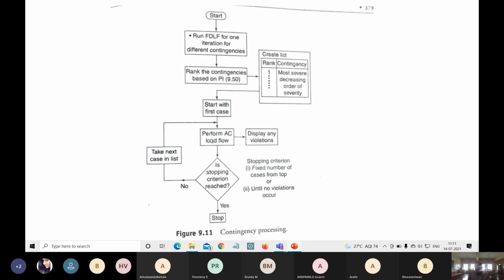So after performing the AC load flow, you will get one display, which shows whether there is any violation in the system. Later, is the stopping criterion reached?